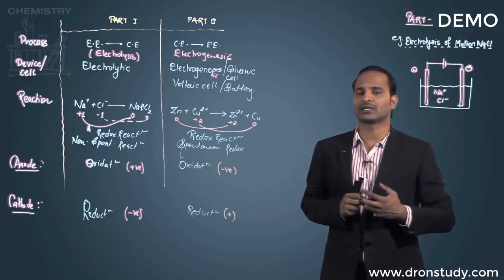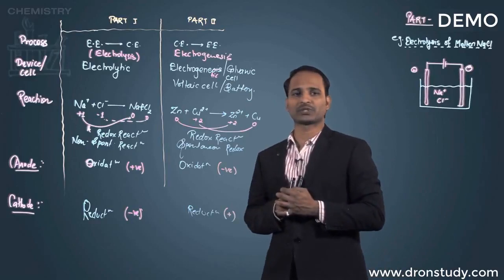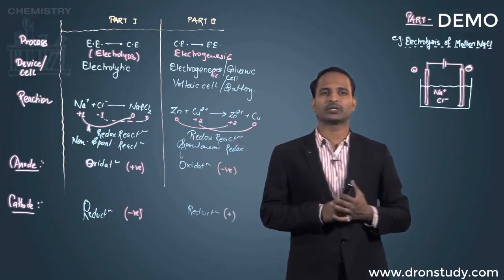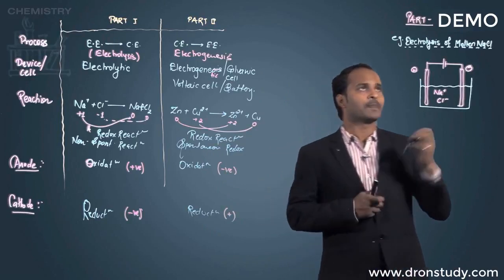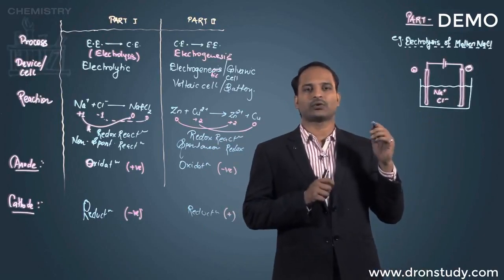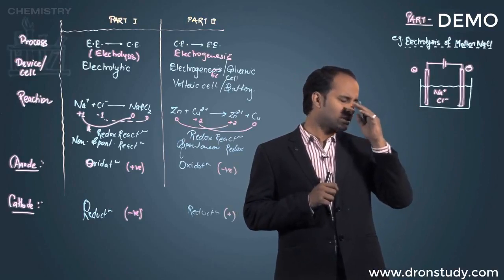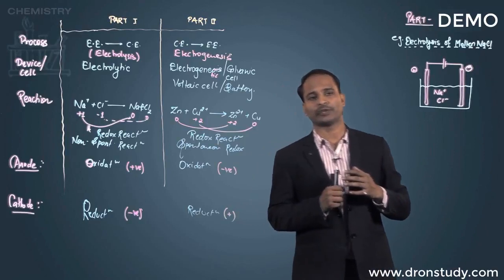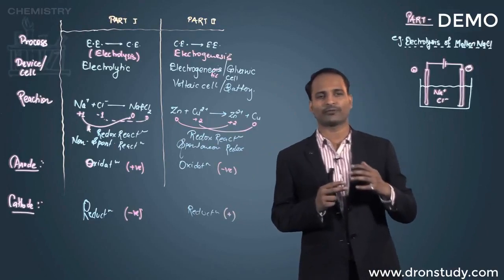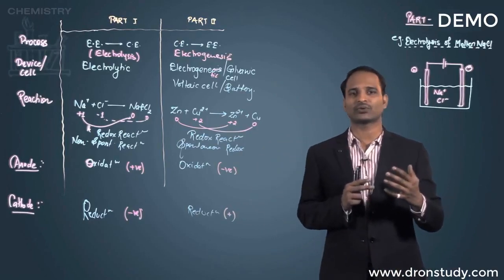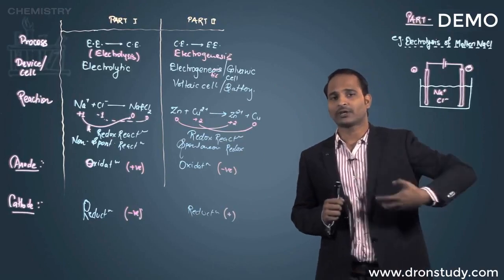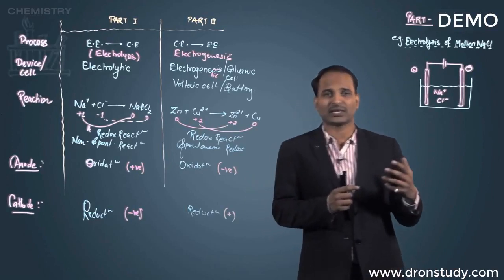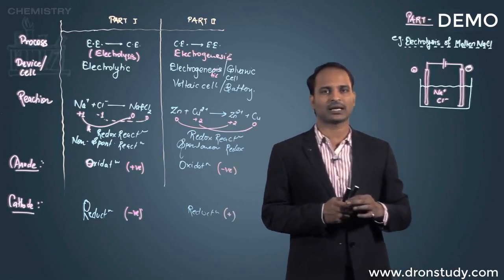Once I pass the electricity, the ions will start migrating toward the oppositely charged electrodes. What reaction will take place on the anode and cathode? Sorry, on the positive electrode and on the negative electrode. Before starting the reaction, we have only electrodes, positive and negative. After starting the reaction, I will come to know which electrode is an anode and which electrode is a cathode.